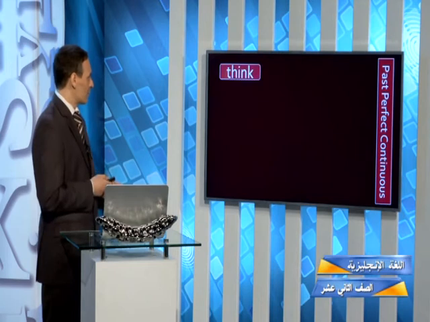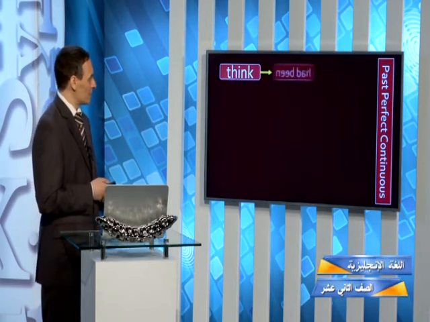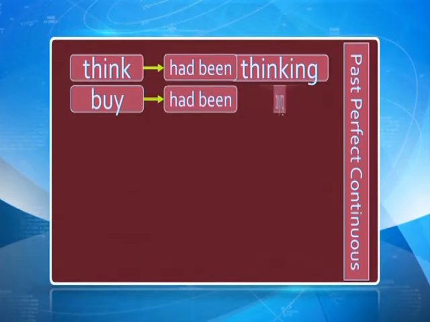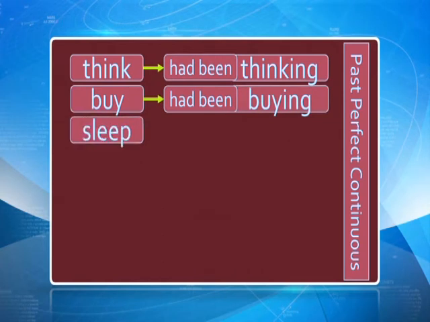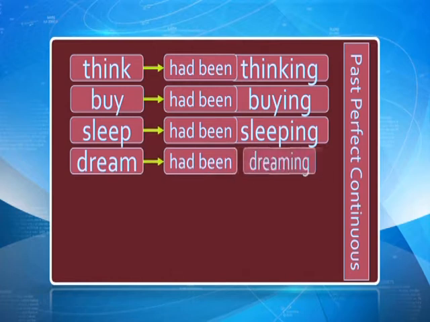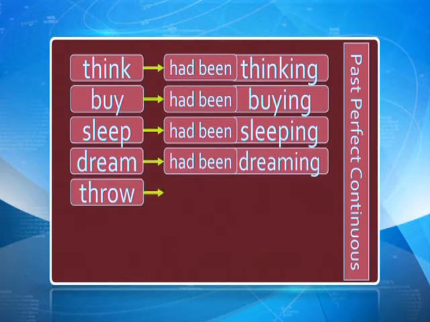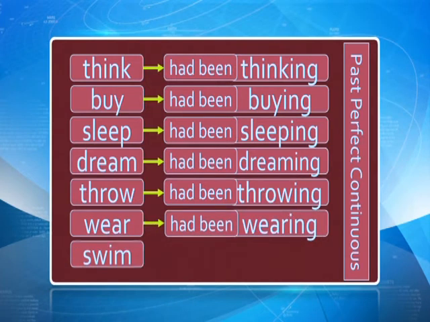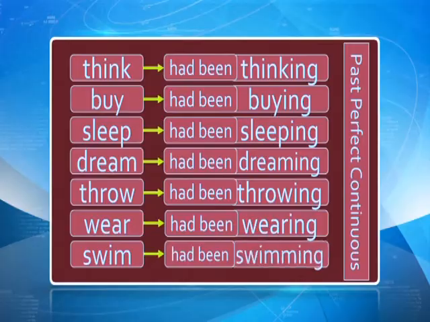Now, let's conjugate these verbs in the past perfect continuous tense. Remember, we use had been followed by the present participle. For the verb think, the past perfect continuous is had been thinking. Buy becomes had been buying. Sleep, had been sleeping. Dream, had been dreaming. Throw, had been throwing. And this is true for all the pronouns. Wear, had been wearing. And swim, had been swimming.